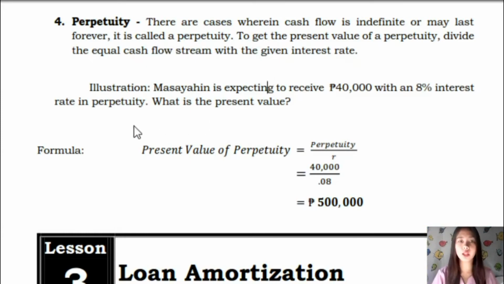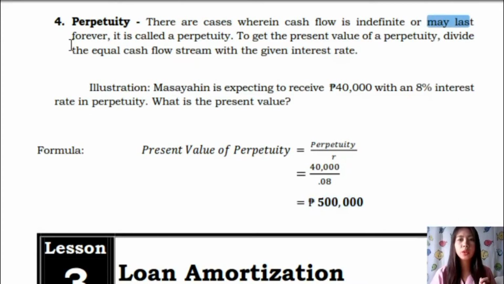So, illustration po tayo para mas madaling intindihin. Masayahin is expecting to receive 40,000 pesos with an interest rate in perpetuity. What is the present value? Perpetuity over the rate. So, 40,000 pesos over 0.08, so you have 500,000 pesos. In perpetuity, it may last forever.